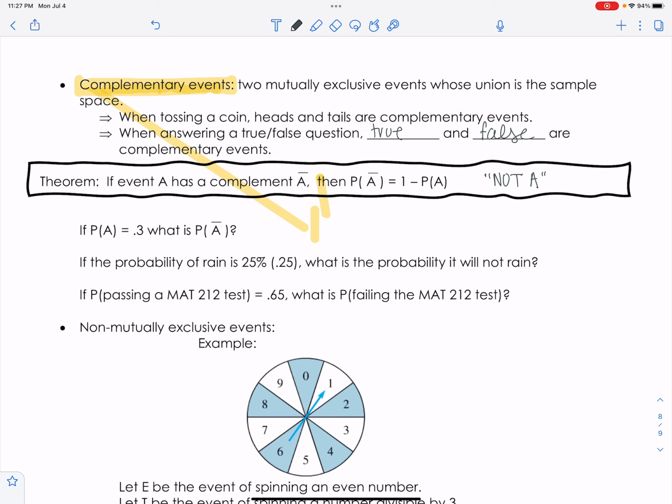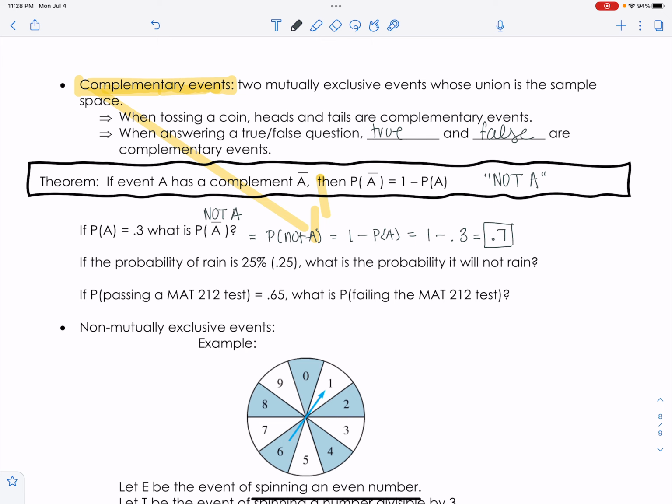So with that being said, if the probability of A is 0.3, what is the probability of not A is how we would read that. And so that theorem says the probability of not A is going to equal 1 minus the probability of A. Well, A is 0.3, so the probability of not A is going to be 0.7 because it's 1 minus 0.3.